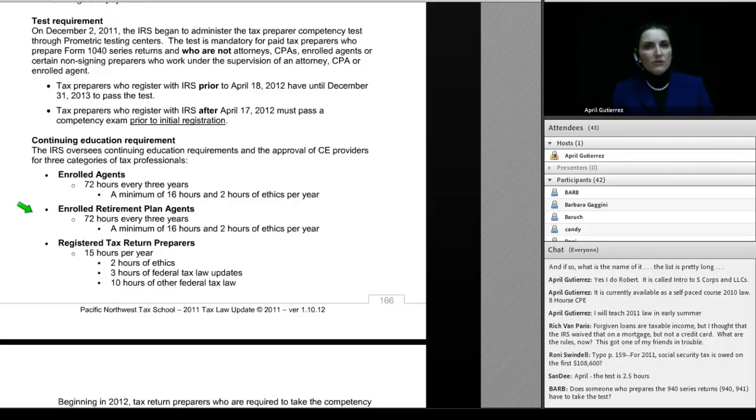If you are an enrolled agent, you have to get 72 hours every 3 years, and you must get at least 16 hours plus 2 hours of ethics every year. So you can't save all 72 hours for the same year. If you're a registered tax preparer, you have to get 15 hours every year, broken down as follows: 2 hours of ethics, 3 hours of federal tax law update, and 10 hours of other federal tax law. So for today's class, we're giving you 3 hours of update, and we're giving you 4 hours of regular.